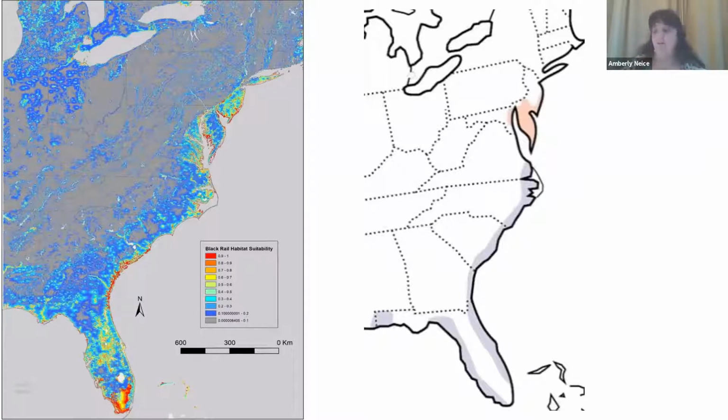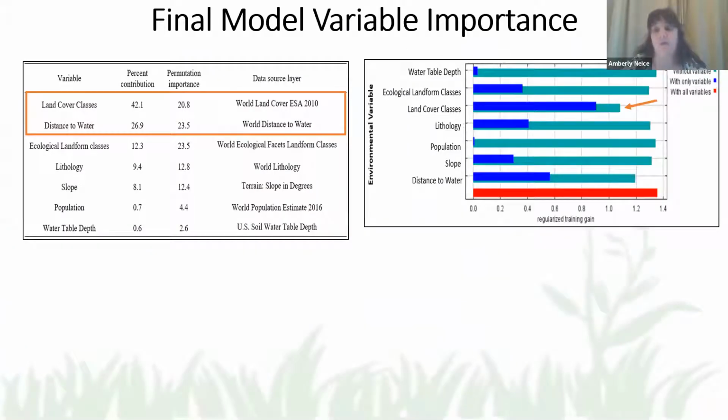The relative importance and influence of different variables on the model are indicated here in these two tables. The table to the left shows that the land cover vegetation class and the distance to water both had the highest percent contribution and permutation importance on the model.